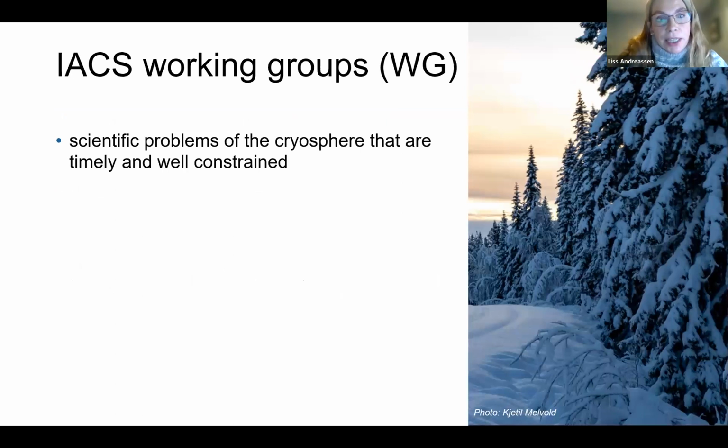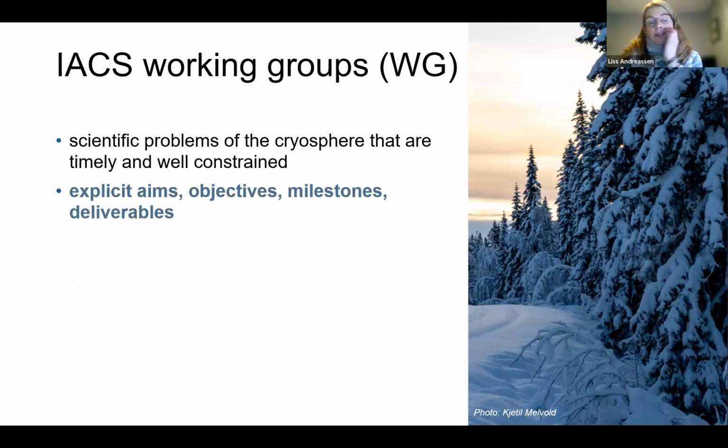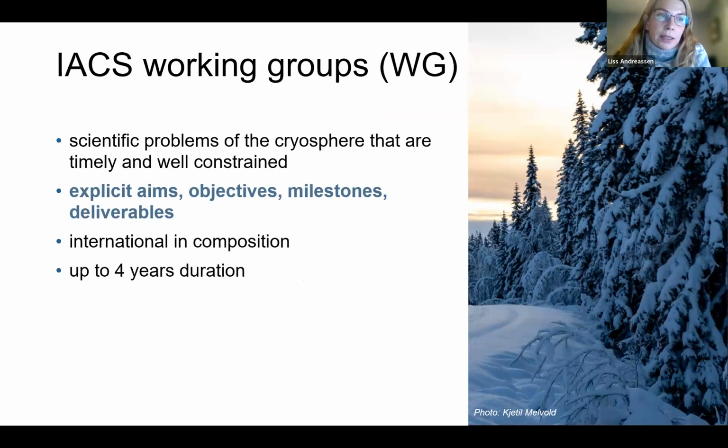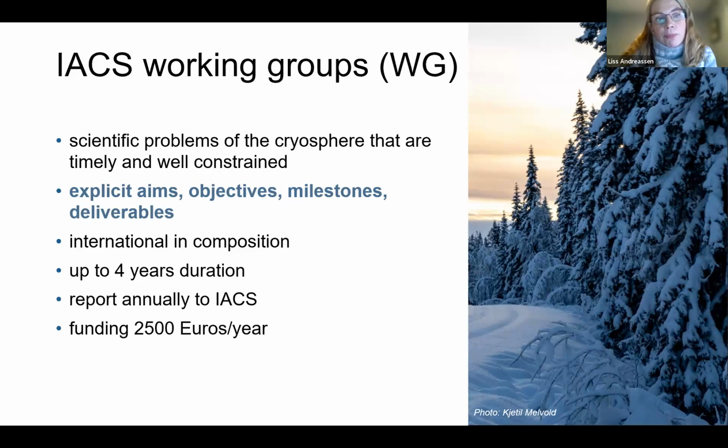Now I want to talk about IACS working groups. IACS working groups address scientific problems of the cryosphere that are timely and well constrained. They have explicit aims, objectives, milestones, and deliverables. They are international in composition, and they are up to 4 years of duration. They report annually to IACS. And we fund them with 2,500 euros per year, in total 10,000 euros for a 4-year period. The 4-year period can be renewed for another 4-year period.